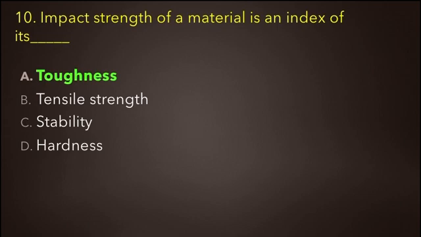Yes, toughness is the ability of a material to resist impact or vibratory loads. Tensile strength is the ability to resist tensile or pulling loads. Stability is the resistance against overturning, and hardness is resistance against abrasion or scratching.